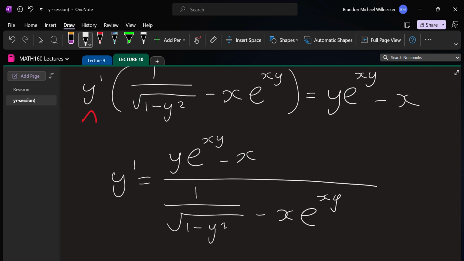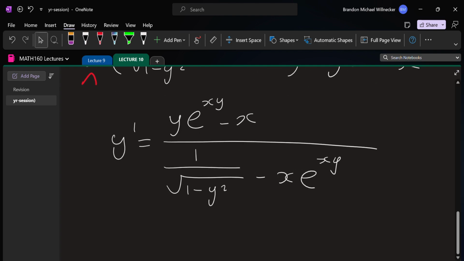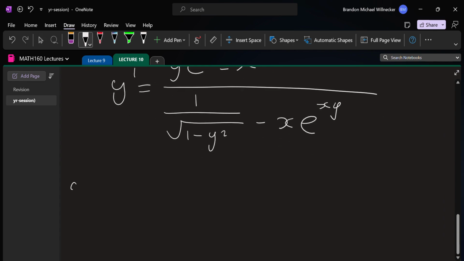Okay, any questions on this? Okay, so it's the same steps that we did in the last lecture with implicit differentiation. d/dx on both sides. Collect your y prime terms on the one side. You put everything else to the other side, and then solve for y prime. Okay, whatever is given to you, it's always those same steps. Okay, so that was number 8.